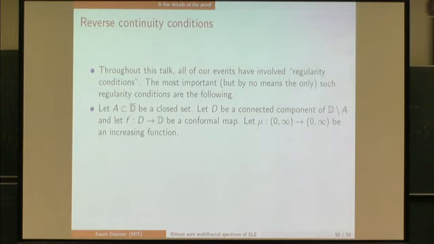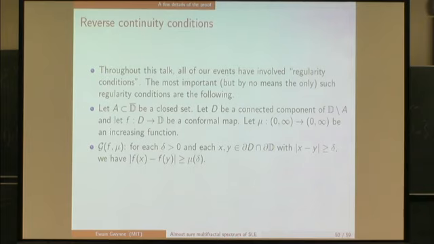So the way we define these is, suppose we have a closed set in the unit disk, which we'll call A. So typically A will be some part of an SLE curve. And we let D be a complementary connected component of A, and let F be a conformal map from D to the unit disk, and we let mu be an increasing function. And then we define two events which depend on these inputs.